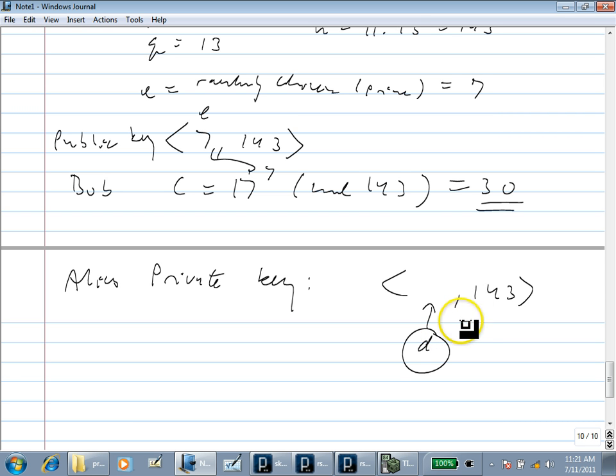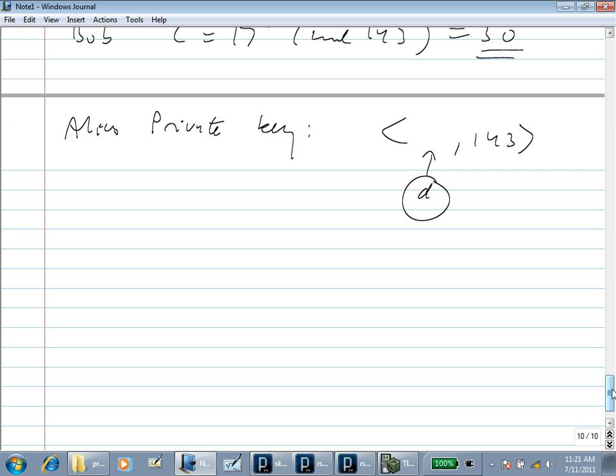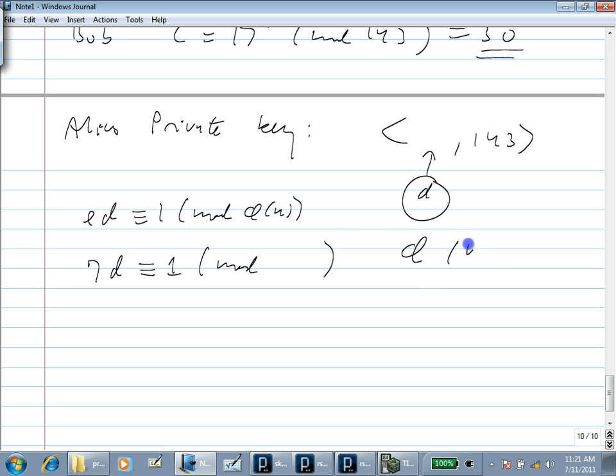The way she gets D, the way she knew it was 103 instead of some other thing, is Alice has to calculate the equation E times D is equal to 1 mod phi of n. In other words, for this example, E is 7, so she needs to figure out 7 times what will be 1 if I mod it by phi of 143. Now, phi of 143 seems pretty tricky. And if it's a really big number, how do I get it? Well, I'm going to tell you there's a shortcut for getting phi.